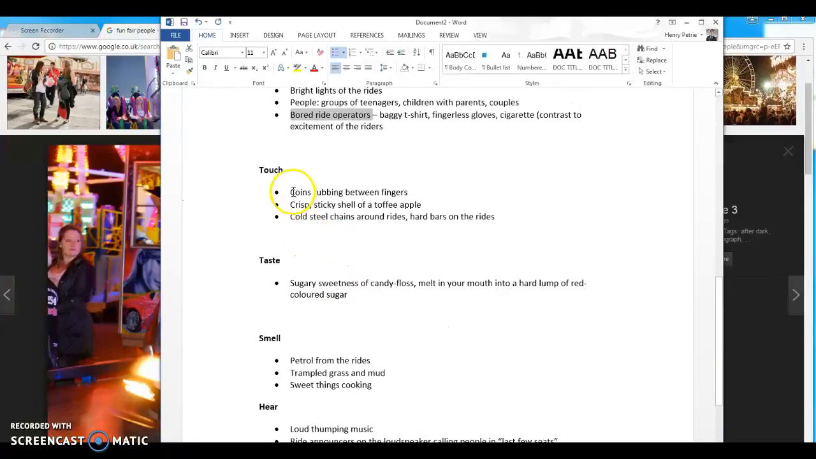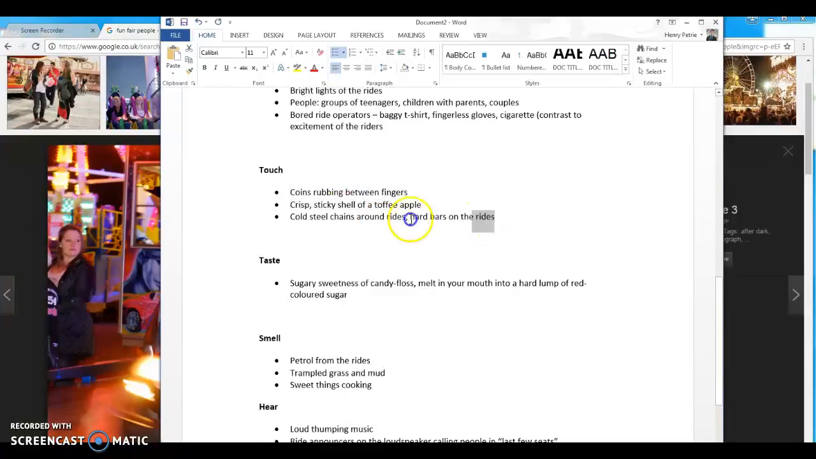When I went to touch, I thought about the coins rubbing between the fingers, I thought about the toffee apple, and again I think that can be quite a strong image there. I'm starting to think of some sort of description I can do in a paragraph, someone biting into this crisp sticky shell of a toffee apple, and you can hear the crunch of it, and you can see the very edge of it kind of sticking to their lips as they bite into it, so that could be quite a strong image in the description.